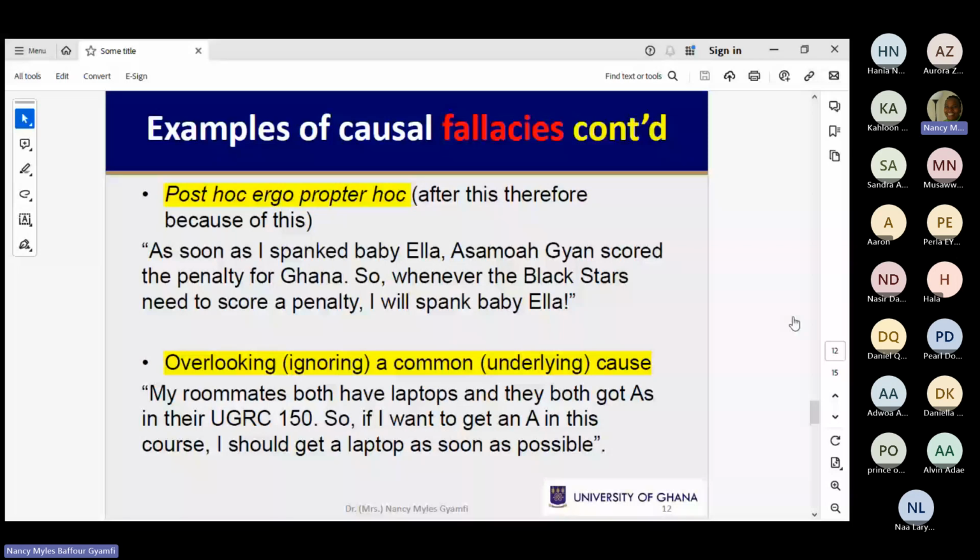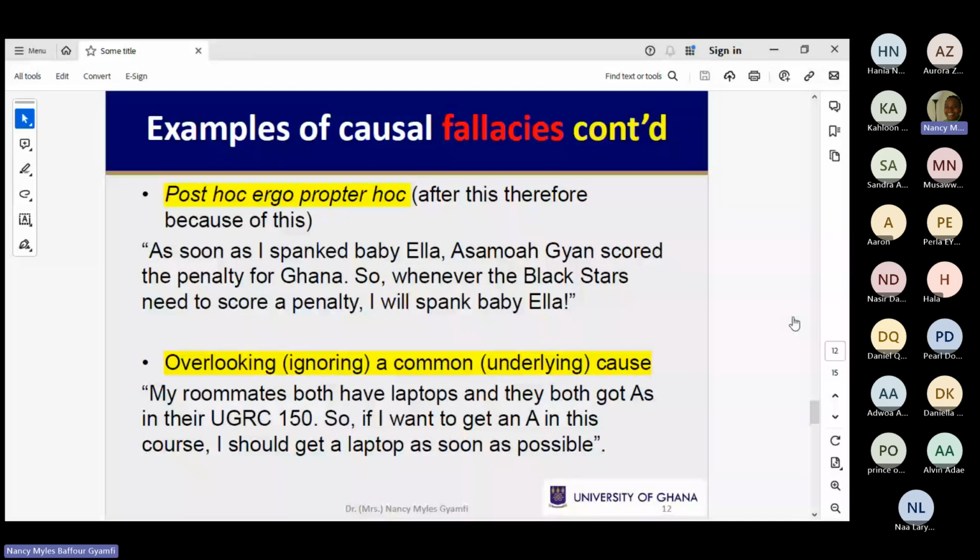So it's important not to ignore something else that is common. That is the point. So the person arguing that my two roommates, both of them had their own laptops and they got an A, so I think that I have to get a laptop, may be overlooking something else. You may not even own a laptop, but perhaps if you knew what they did, then you could even borrow one or share someone else's own and still tap into the important parts of that.